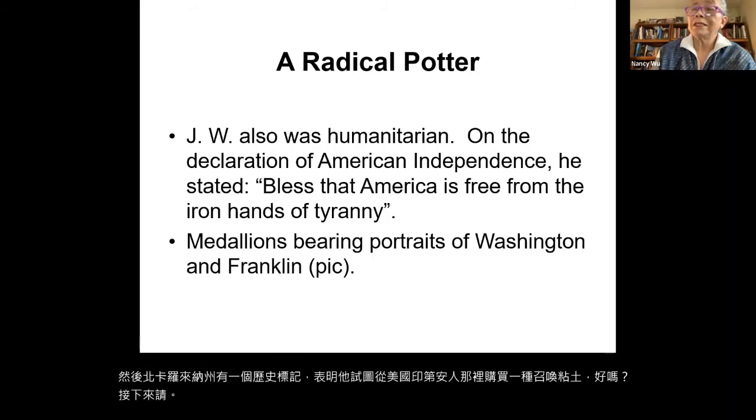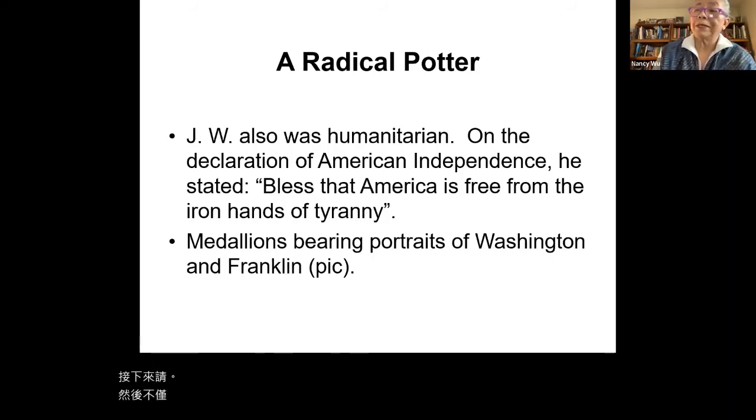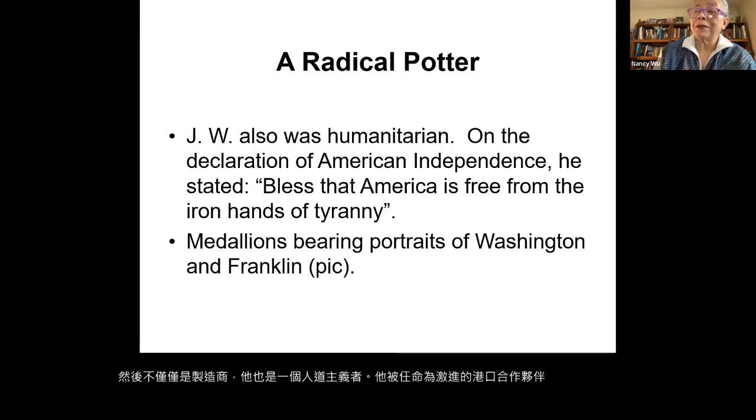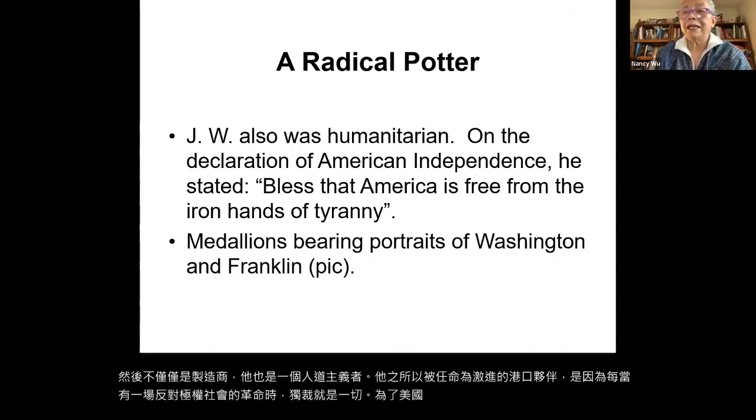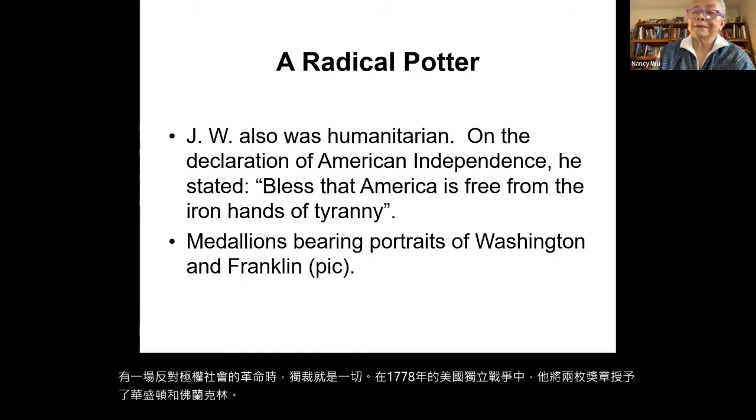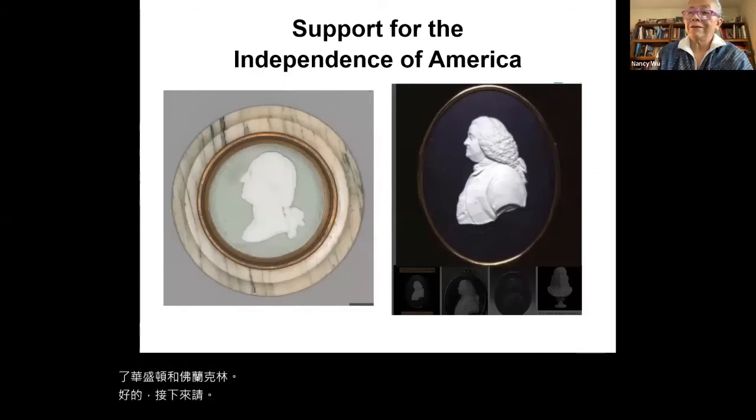And more than just a manufacturer, he's also a humanitarian. He's named a radical potter, because anytime there's a revolution against a totalitarian society, dictatorship, he's all for it. And for the American Revolution in 1778, he made two medallions to honor Washington and Franklin. Okay, next, please. You know, Washington to the left, Franklin to the right. Next, please.